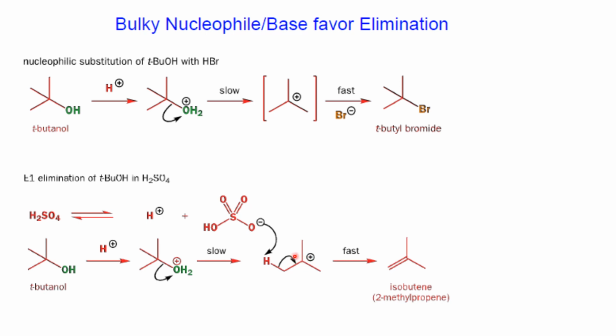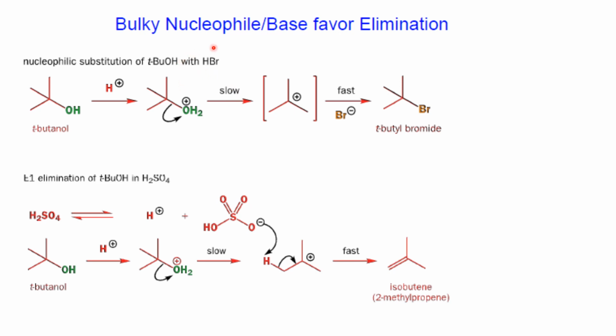So it will be approaching the nearby hydrogen atom attached to the neighboring carbon, and it will be abstracting that proton, which leads to the formation of an alkene instead of a substituted product. So this is the difference between elimination and substitution.